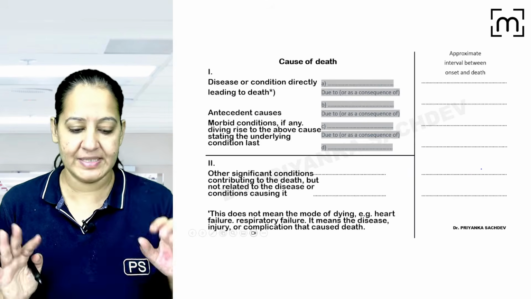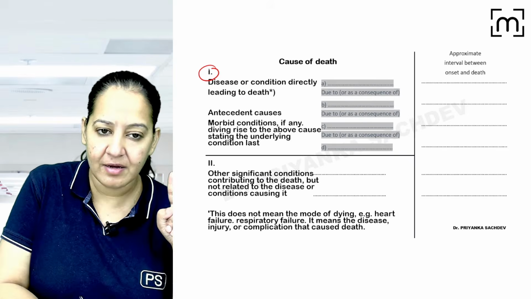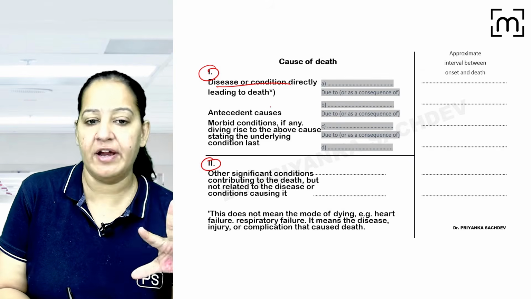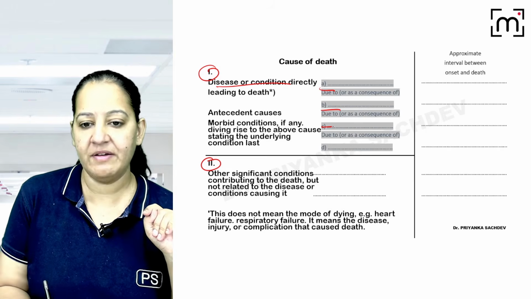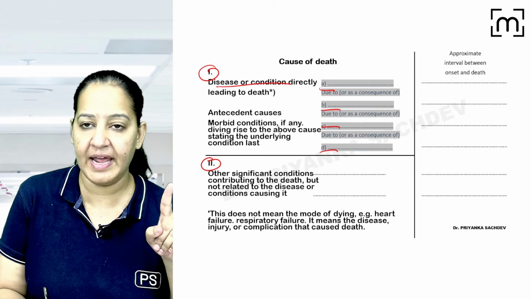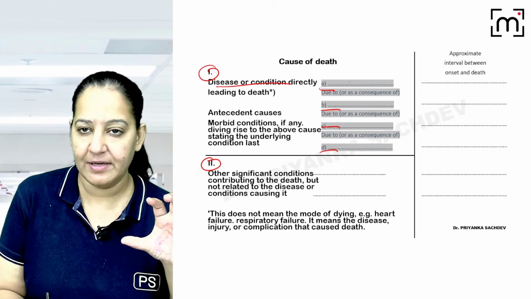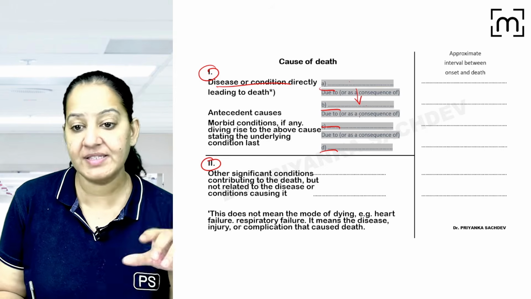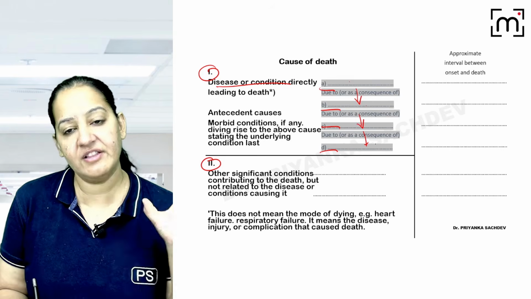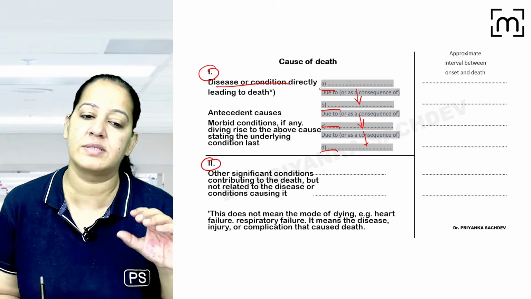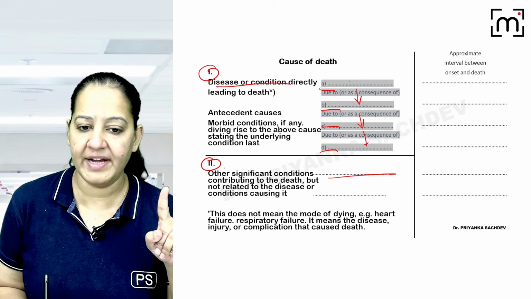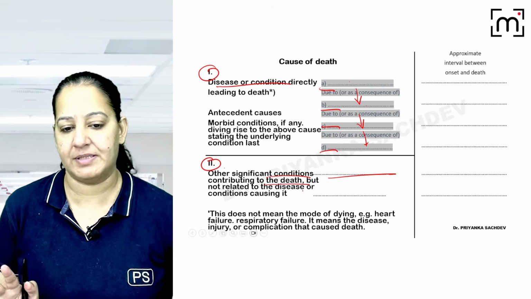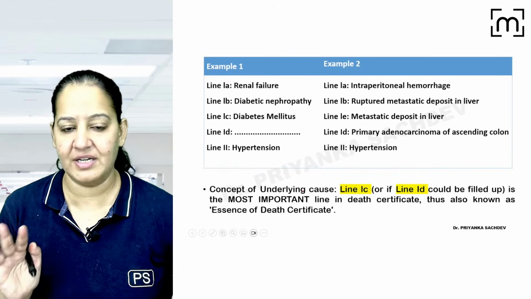So let's take an example. You can see here, have a look. This is line 1 and this is line 2. On line 1, the main diseases which are directly related to the death have to be filled: 1A, 1B, 1C, 1D. In 1A, you write the main disease. In 1B, you write the underlying or antecedent cause. In 1C, the underlying or antecedent cause. In 1D, the final underlying or antecedent cause. In line 2, you write the other diseases which are not contributing to death but are present in that person. That is how you fill the death certificate lines.